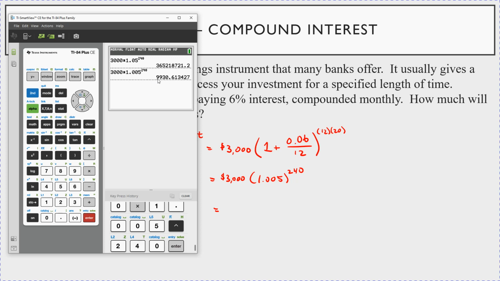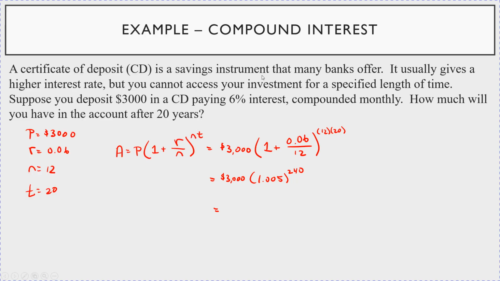So this is $9,930.61. So not bad. And you can very quickly see that you made over $6,930.61 in interest. So pretty good.